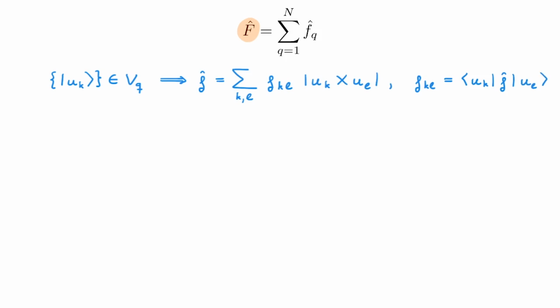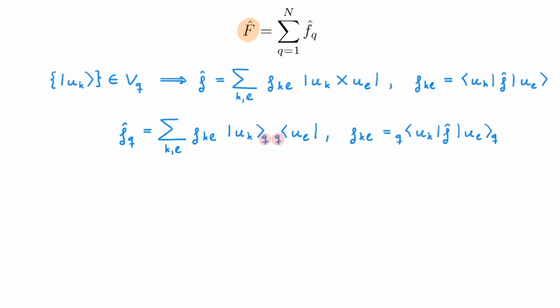To promote this operator to act on the full tensor product state space of n particles, we get F_q equals the sum over k, l of f_kl, and then the outer product of u_k and u_l, but now we specify the subindices q to indicate the single particle state space associated with these basis states. The matrix element is given by this, where we again specify the q subindices of the basis states, but because we work with identical particles, any q will give the same matrix element, so on the left-hand side we don't actually need to specify the q index.